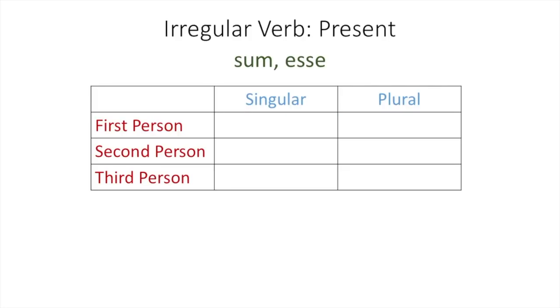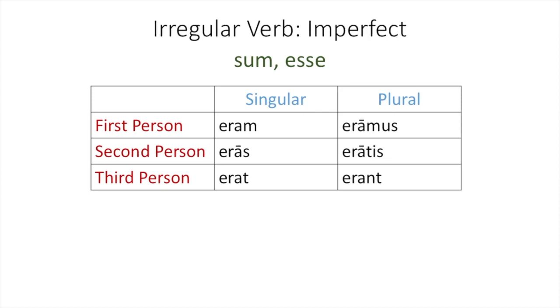To continue, let's review again. Write down our present tense forms of sum, esse in the indicative and then press play again. Okay, you're right if you said sum, es, est, sumus, estis, sunt. Now, let's add in the imperfect tenses. These, again, are slightly irregular, but they're more consistent in a pattern than our present tense.